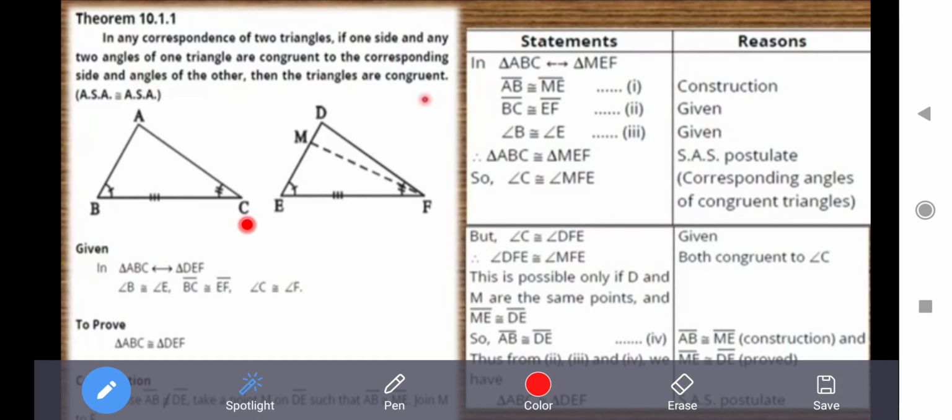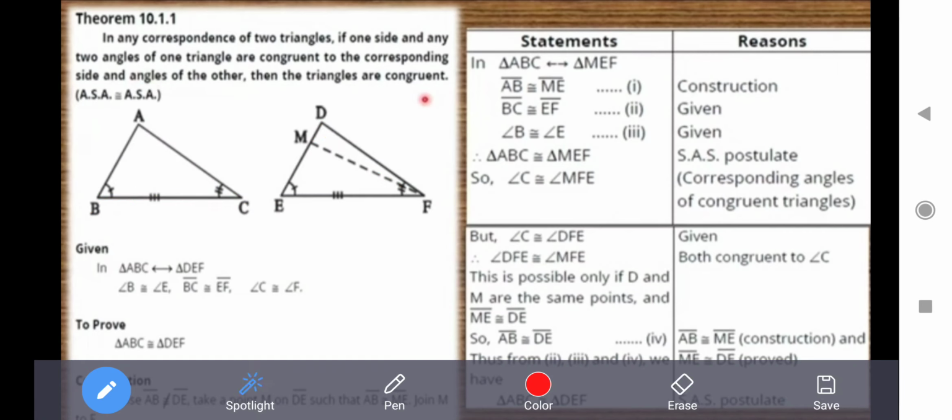Now coming back to congruent triangles. The word congruent means, for example, if we have two figures or objects and they have exactly the same shape and same size, those figures or objects are congruent. So in this statement of theorem 10.1.1, we will take one side and two angles to show the correspondence between the two triangles, and then after showing the correspondence we will consider these two triangles congruent. Now how are we going to prove this?